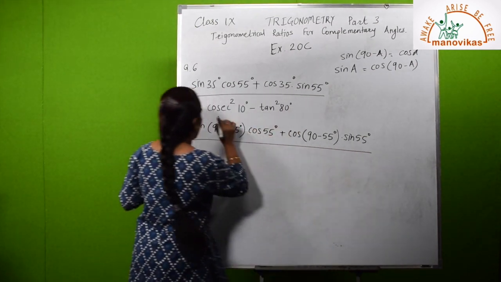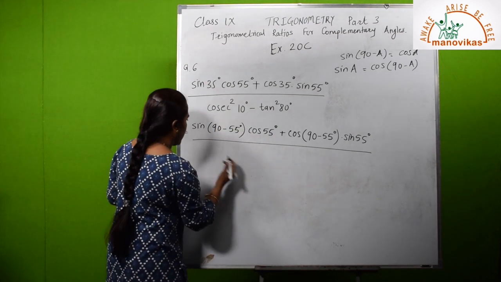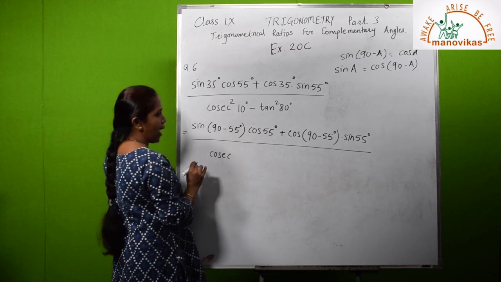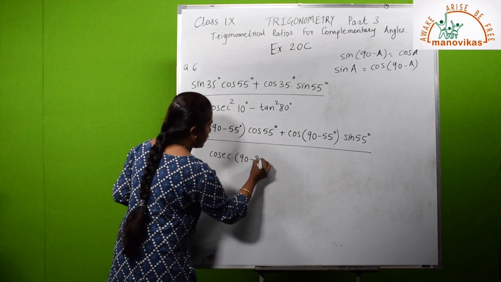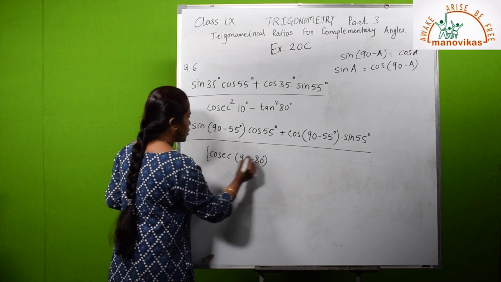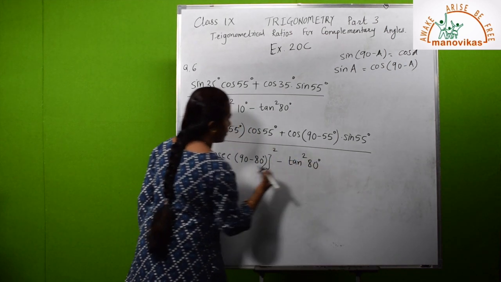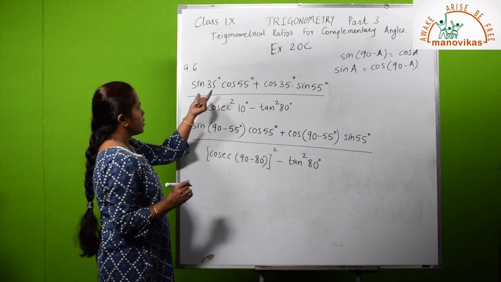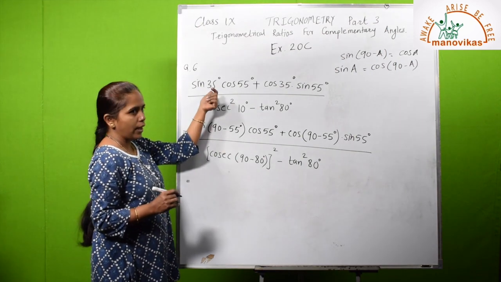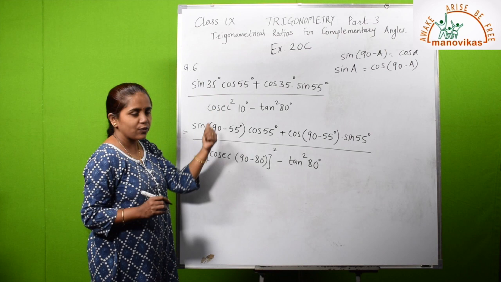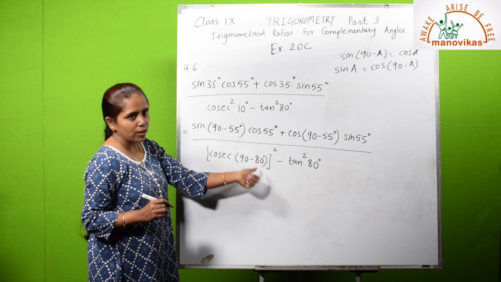divided by cosec square 10 degree, which means cosec 10 squared. So cosec as it is, 10 I'll write as 90 minus 80 degree, and square of this, minus tan square 80 degree. Okay, instead of sine to cos, I have changed the angle 35 in complementary form, I have written 90 minus 55. Here 10 degree, 90 minus 80.